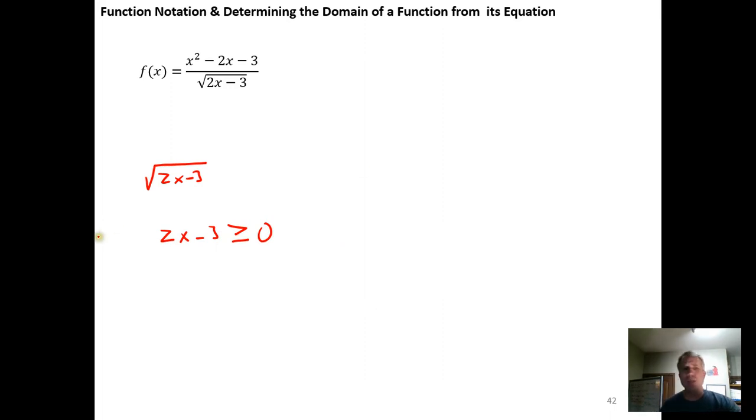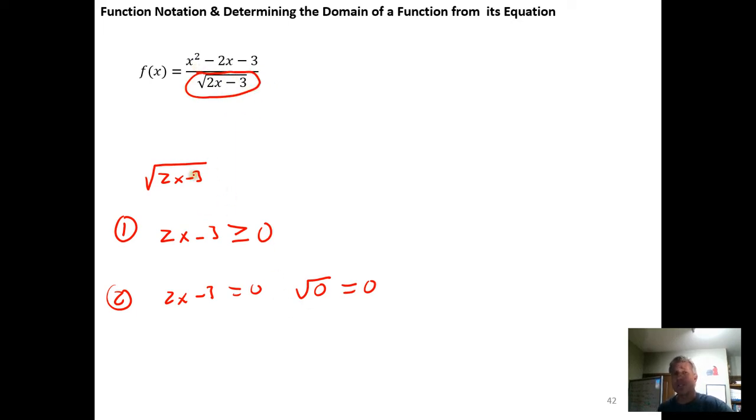But we have to be more careful than that. So this is the first step. The second step is we need to realize that we have a denominator here. So if 2x minus 3 were to equal 0, what would happen to us? Well, we would wind up getting the square root of 0, which equals 0. And oh no, we would have a 0 in the denominator.